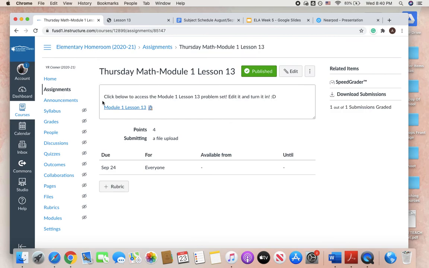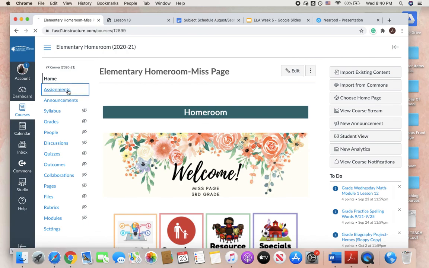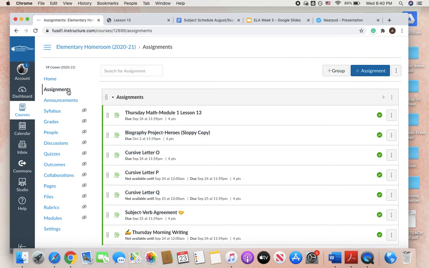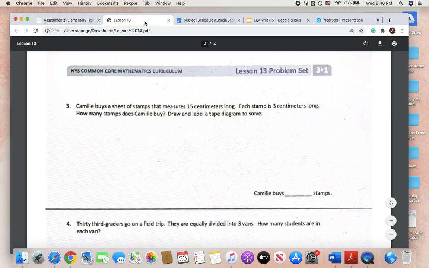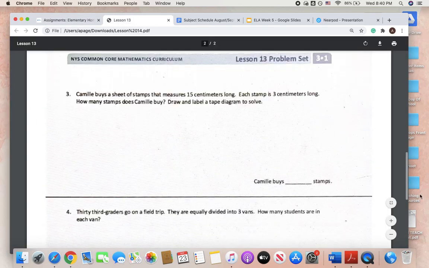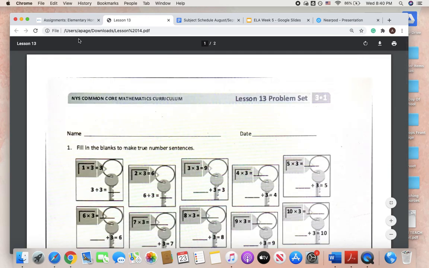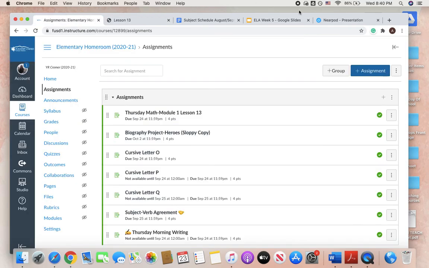The way you can find this is you go to Canvas. Once you're in Canvas and you see Homeroom, go to Assignments and go to Thursday Math, Module 1, Lesson 13. Don't forget to scroll on down. It is 2 pages long, 6 questions total. All right, good luck.